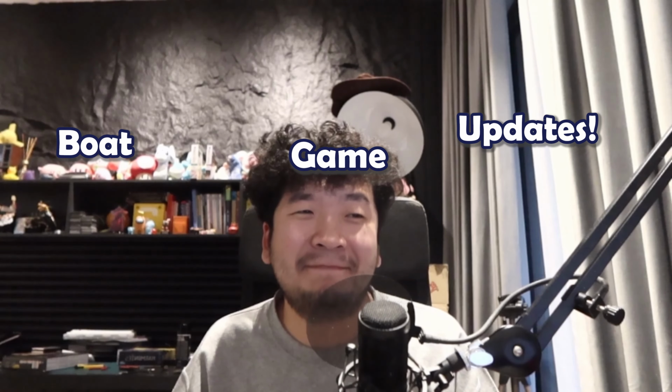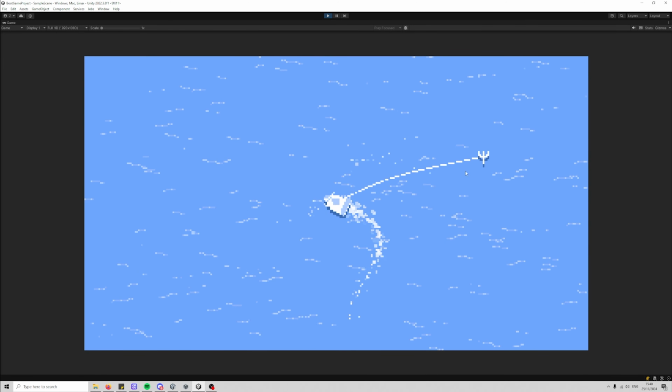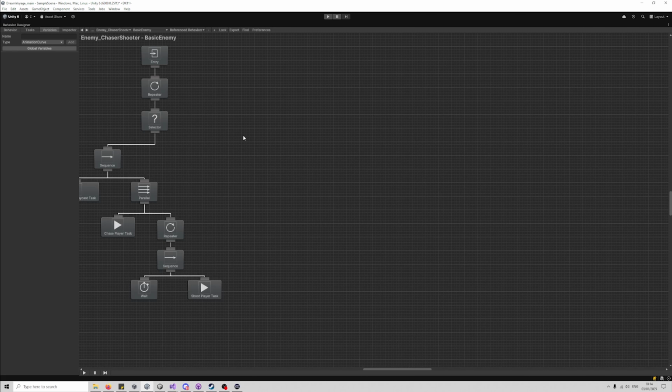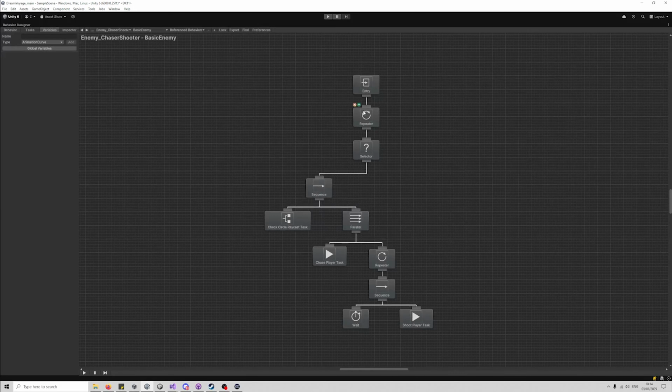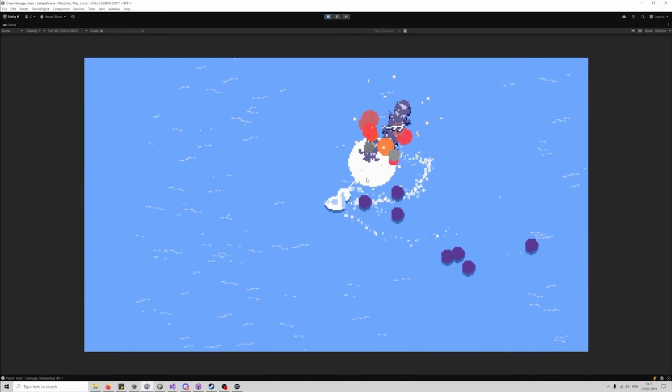Boat game updates. So in the past 3 weeks, I've implemented the behavior tree for the enemy AI. Now I realized that in order to implement the hook and to make it all functional, I need things to test. I need objects in the world for the hook to interact with. And so that's what I did.